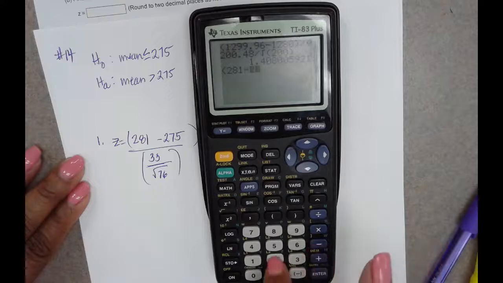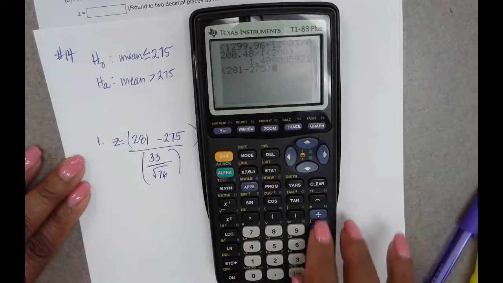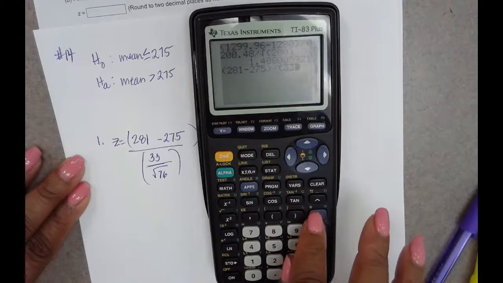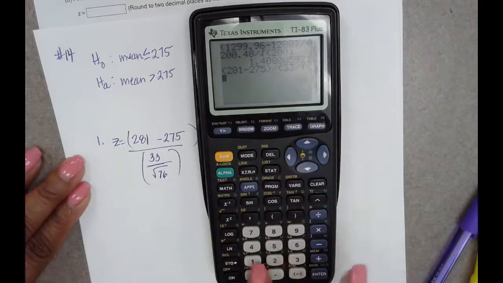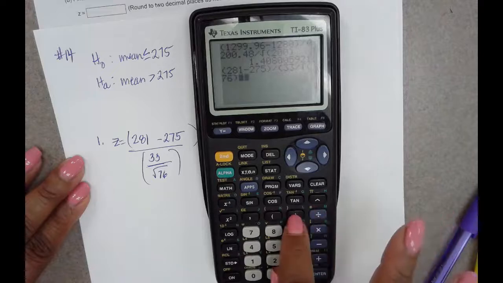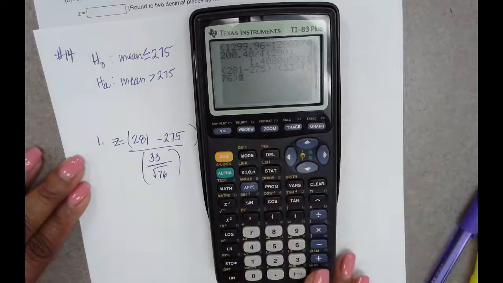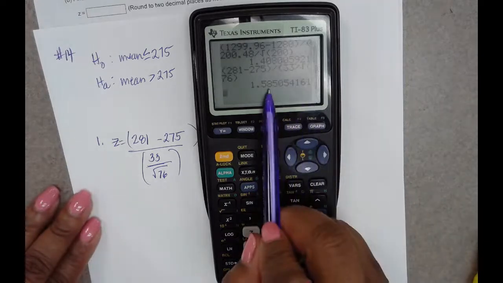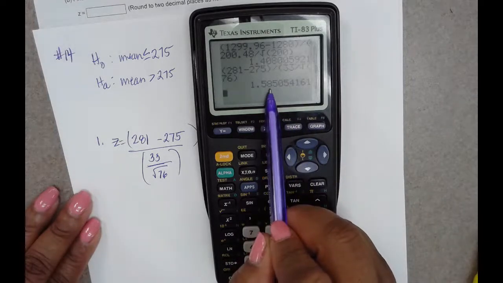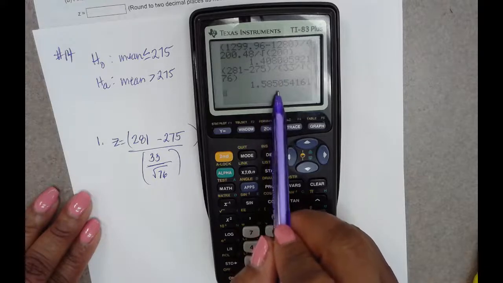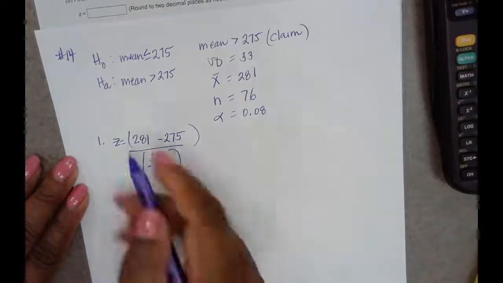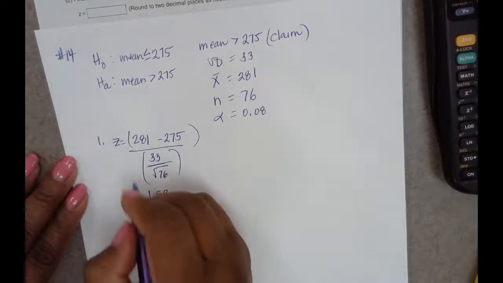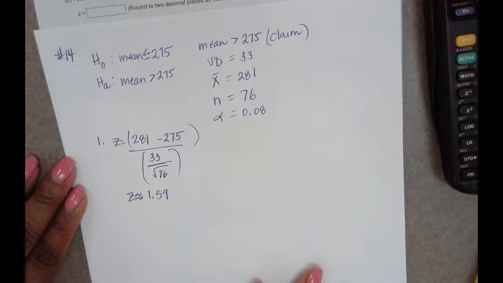(281 minus 275) divided by 33 divided by the square root of 76. And I get 1.59 when I round that to the nearest two numbers after the decimal, to two decimal places. So Z is equal to 1.59, or approximately that. Okay?